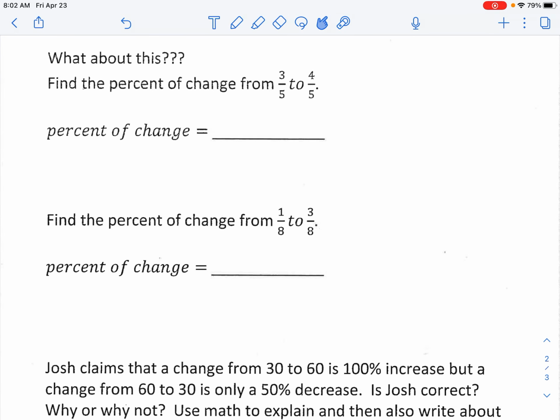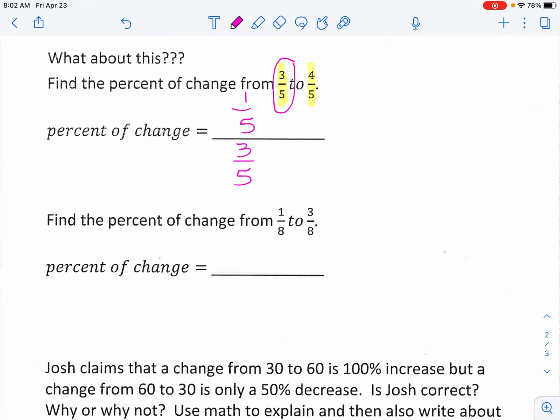All right, so what about this? Find the percent of change from 3/5 to 4/5. Percent of change, we're going to do the same thing. So we're looking at 3/5 to 4/5. Well, the difference between those two numbers is 1/5. And the original amount is 3/5. So percent of change is the difference divided by the original number.